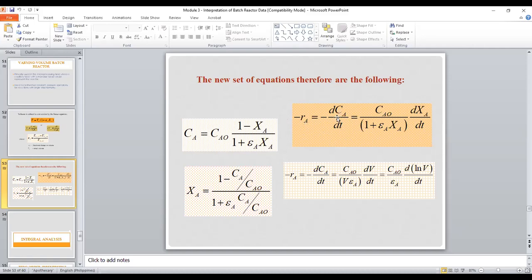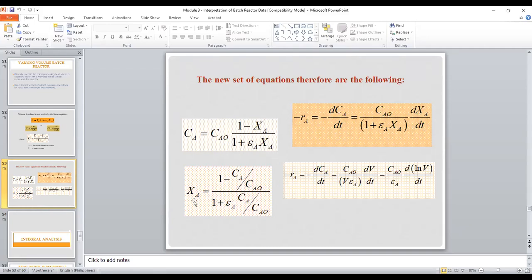And this time your CA here was converted to this. Your CA in the dCA, the differential of CA, when converted to this expression, will yield a new representation for the negative dCA dt that you have here originally for constant volume reaction. So this is now your rate expression in terms of conversion.